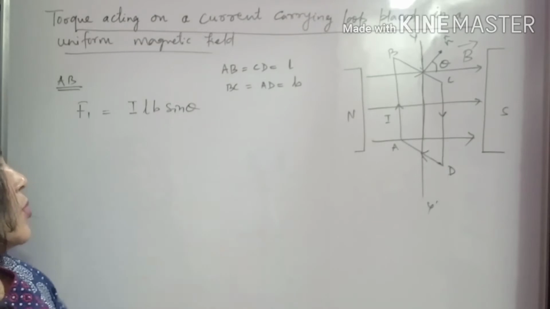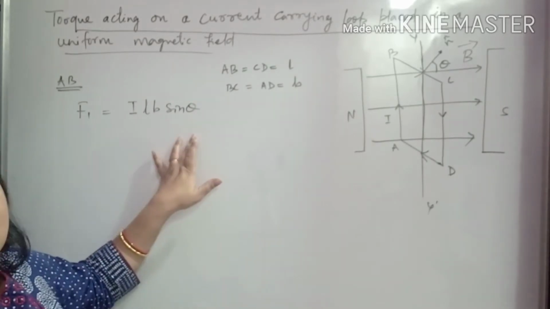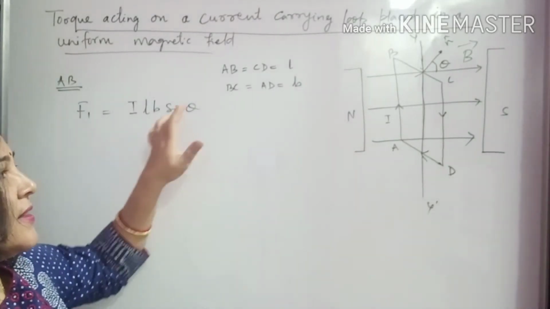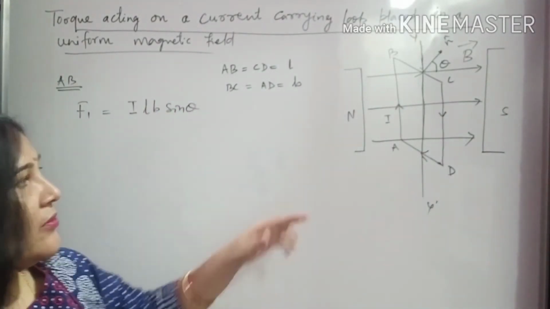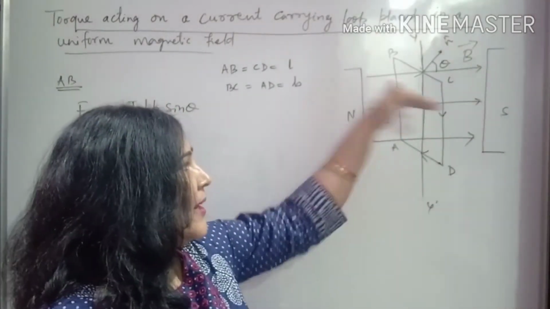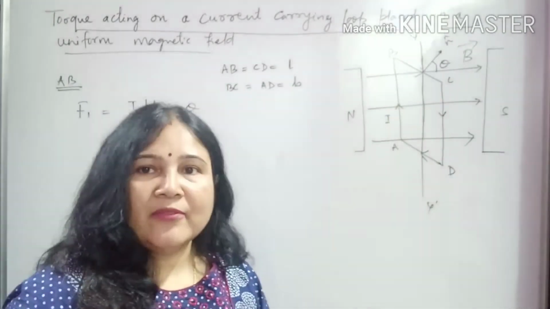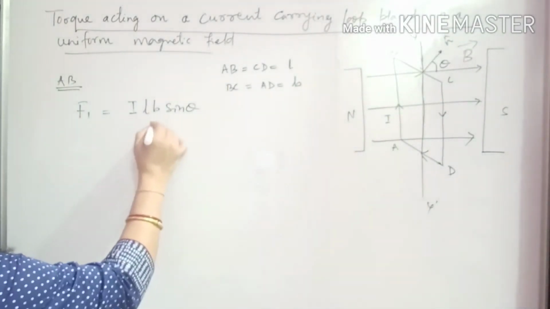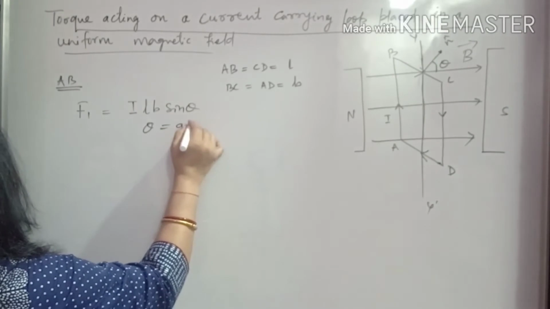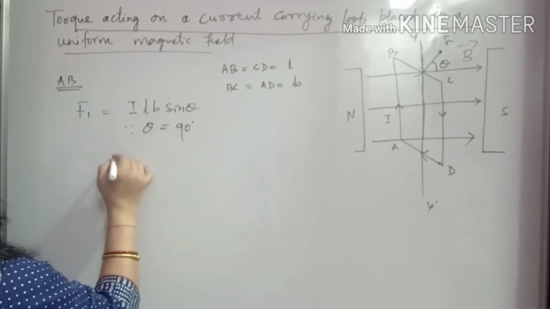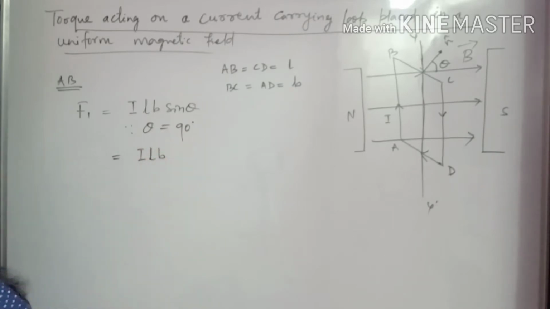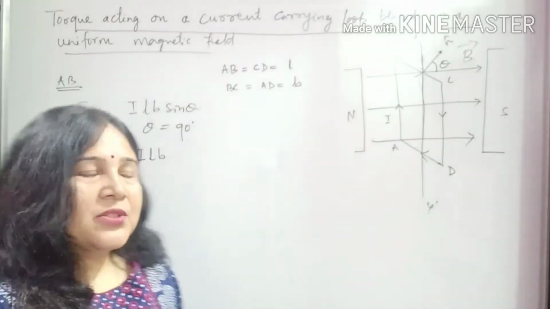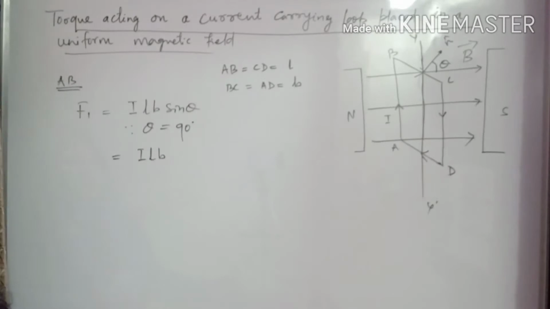In this case, what is the theta value? Theta is the angle between the L vector and the magnetic field, and for this case it is 90 degrees. Since theta equals 90 degrees, the magnitude of F1 will be ILB, because sine 90 equals 1. So this is the magnitude of F1.